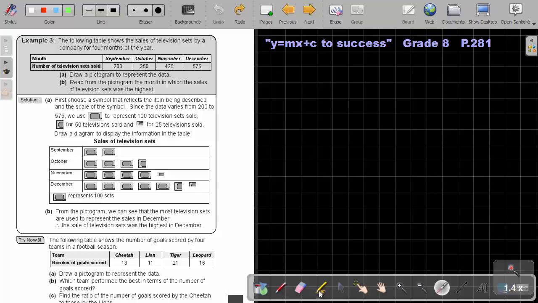Okay, I want you to stop and do Try Now 3. Try to represent this in a pictogram and then you can continue as soon as you are finished.